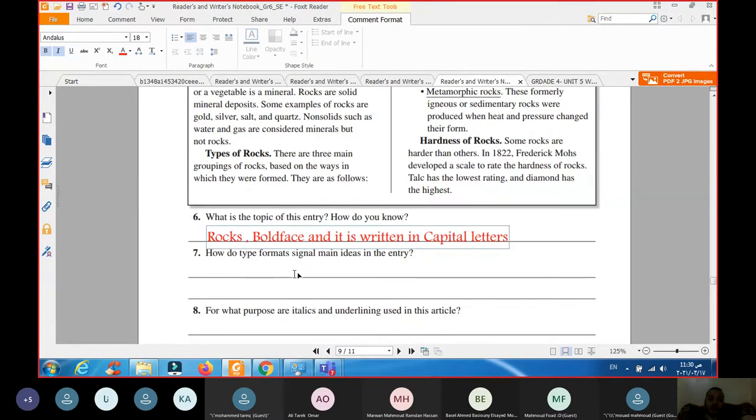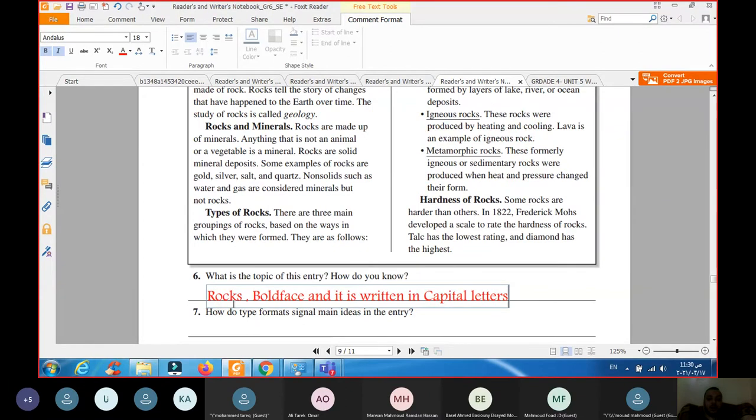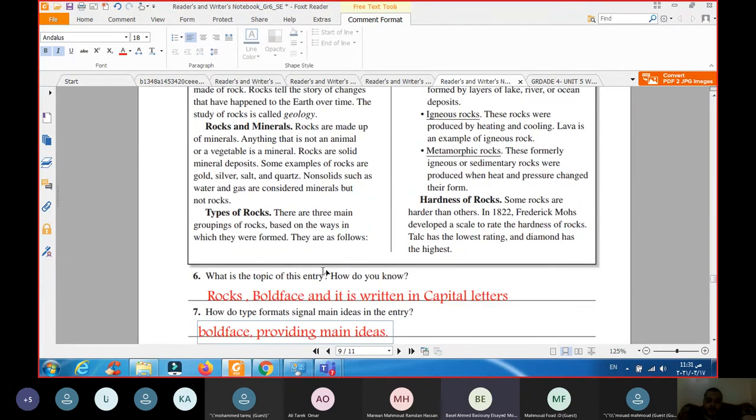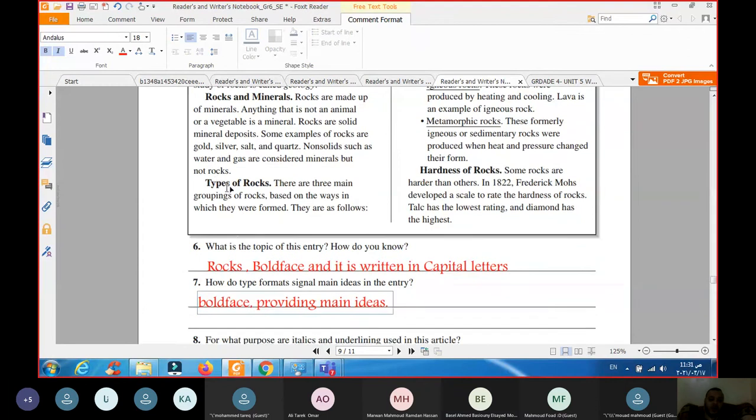Number two, how does type format signal the main ideas? Look, here are the main ideas: rocks and minerals, types of rocks, hardness of rocks. All of them are written in what? Capital letters, and not only capital letters, in boldface. And they are providing main ideas. They have the same word, rocks, and even their type of format or size is bigger.